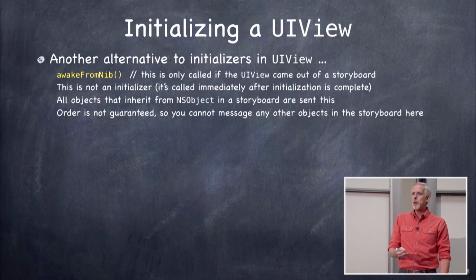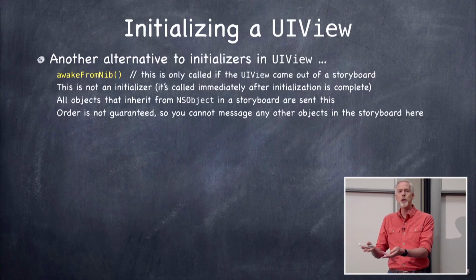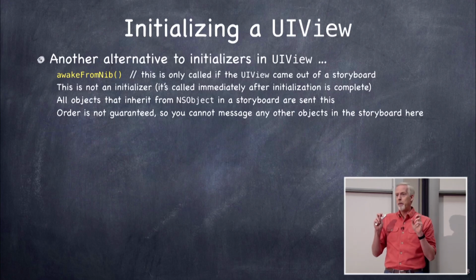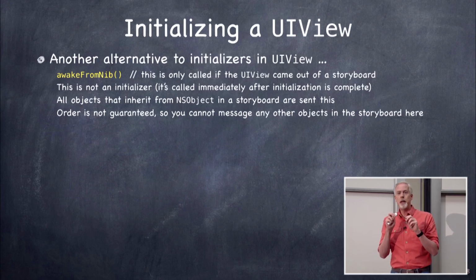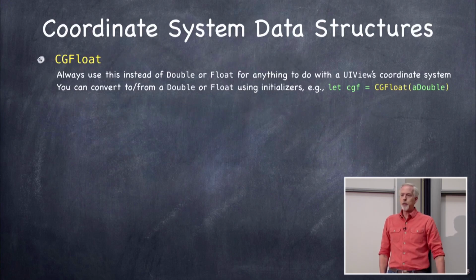Now, the only thing about putting initialization there is it will only work for views that come out of an interface builder file. Okay, if you create a view with init and frame from code, this won't get called. This only happens when you get unfreeze dried from interface builder. Nib is kind of a really old name for interface builder files. The IB in nib means interface builder. Okay, so that's it for initialization of views.